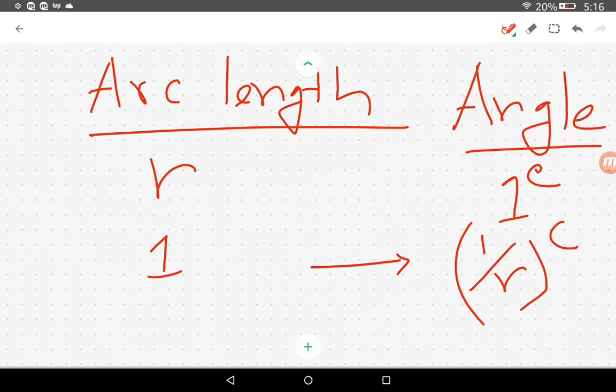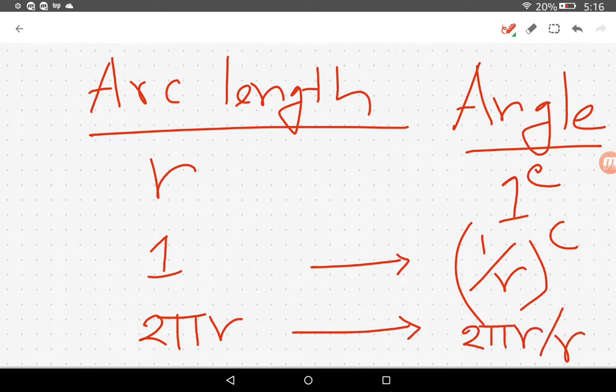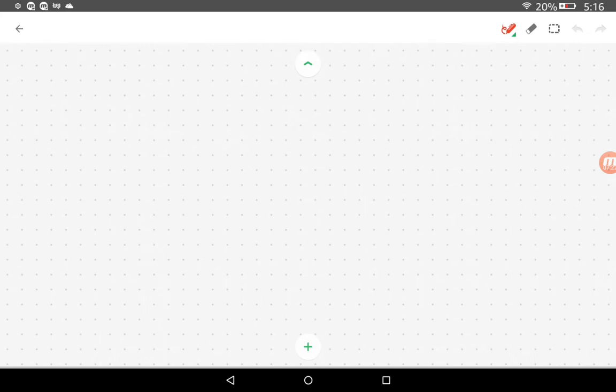So if the arc length is twice pi r, then the angle will be twice pi r divided by r radian. Okay, so what does that mean? That means that the result will be twice pi. So why have I considered twice pi here?